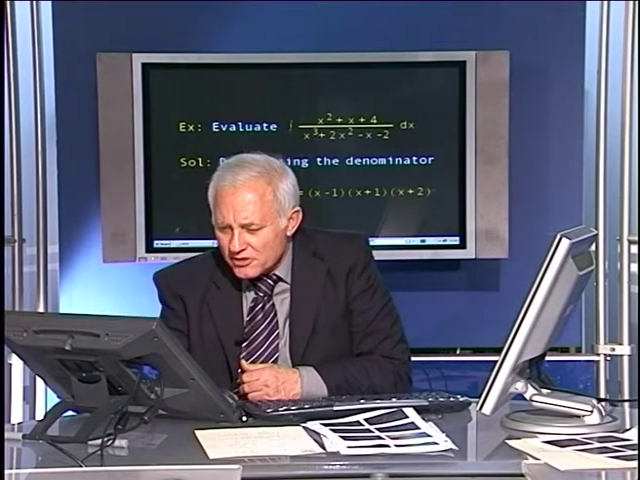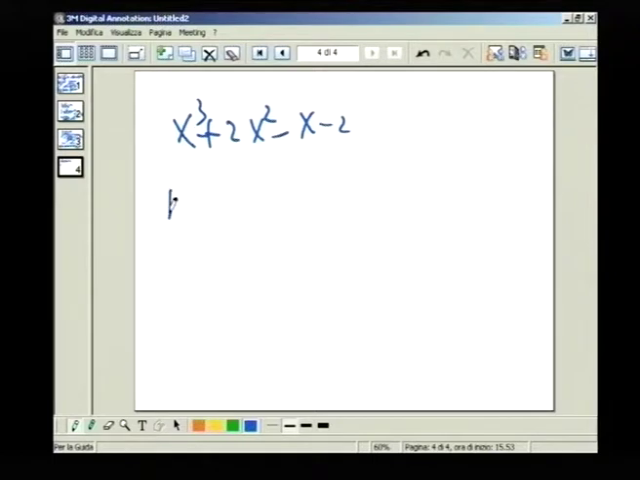You put the coefficients in a row. For example, x cubed, you have coefficient 1. Here you have 2. Here you have minus 1. And here you have minus 2. Now you guess, for example, that 1 is a root. Suppose 1 is a root. Then you put 1 here.